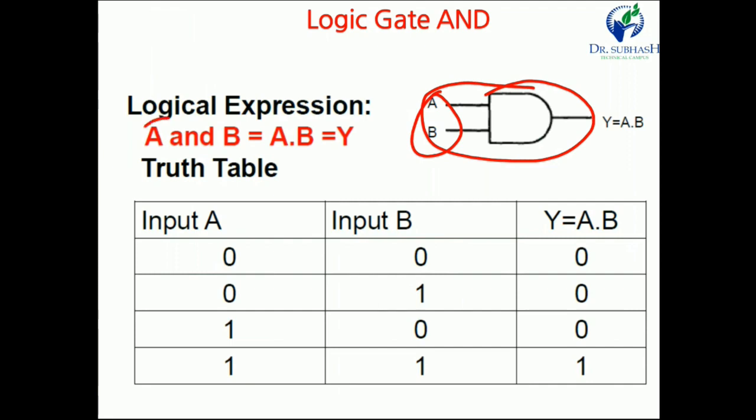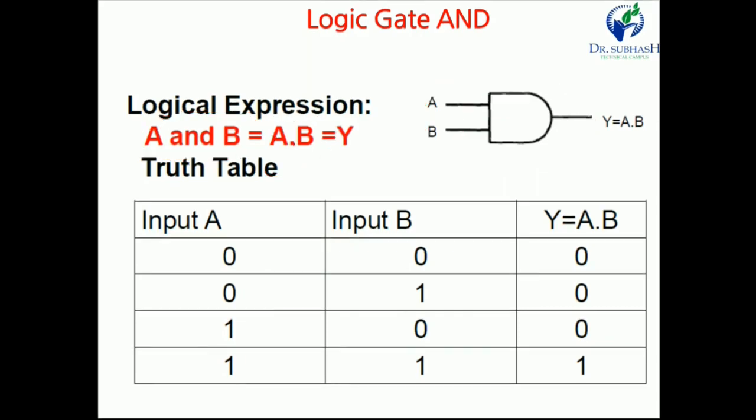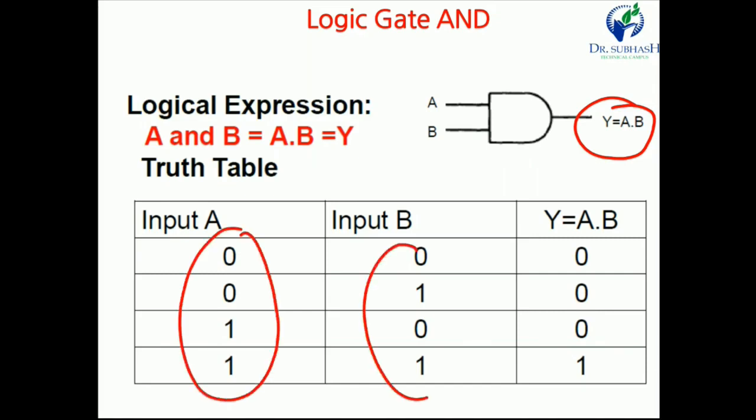Here A and B, this AND indicates the AND logic, and when we put it in an equation, it is A dot B. This dot indicates the AND operation and Y is our output. So we can say that Y is equal to A dot B. Whenever we write this logic in a table, it is known as a truth table. Then input A condition, input B condition, and this is the Y. It's nothing but Y equals A dot B.